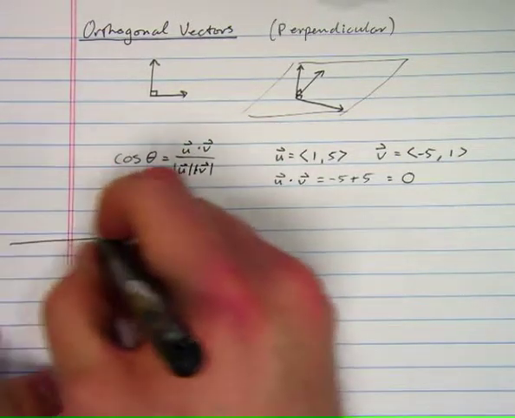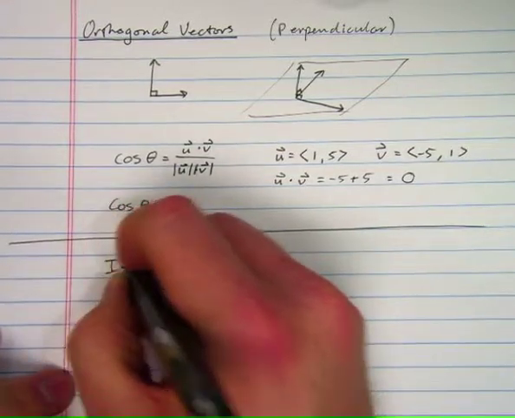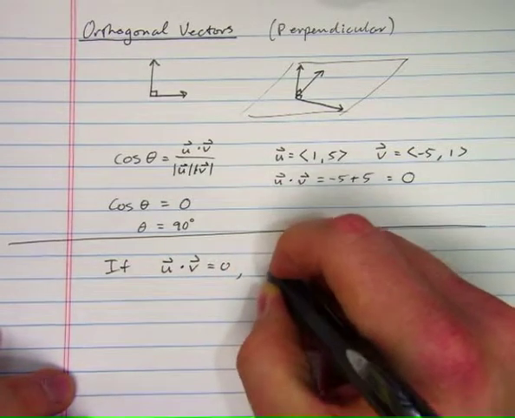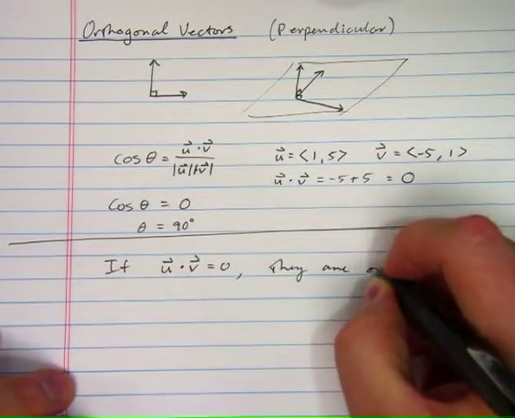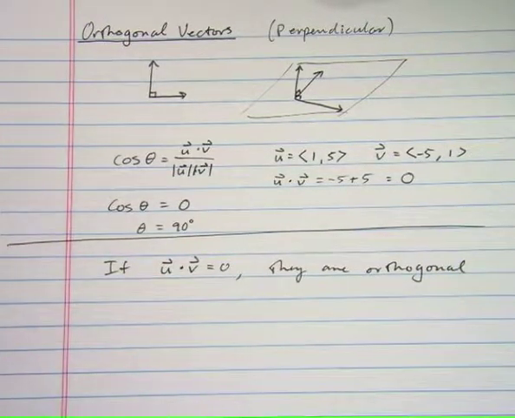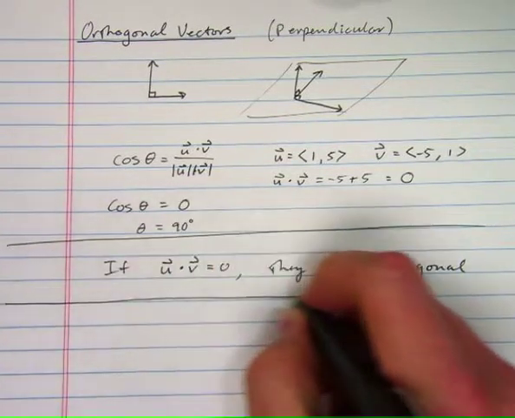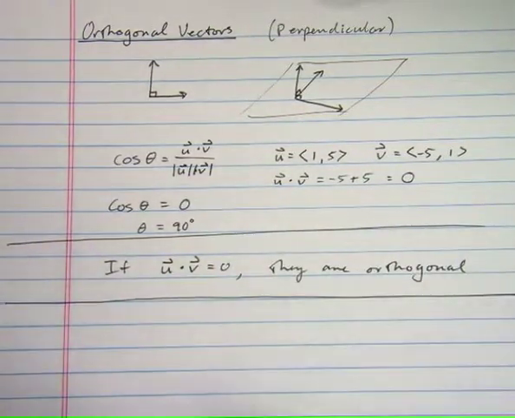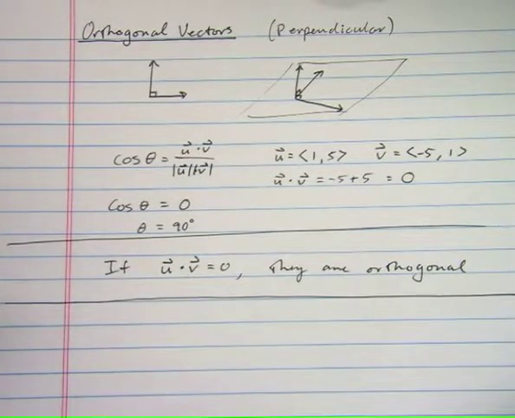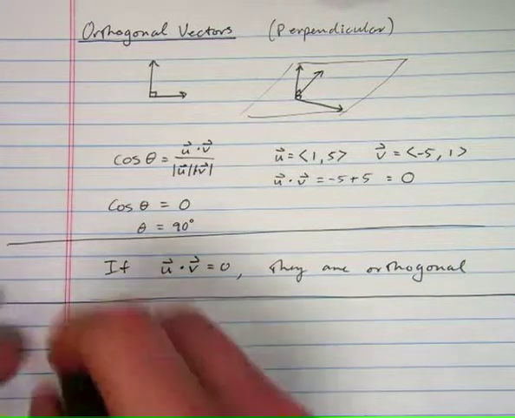So here's the fact. If u dot v equals 0, they are orthogonal. That means they're perpendicular, they're 90 degrees from each other. So, if you want to test it, all you have to do is dot product them. If the dot product is 0, you know they're perpendicular. If it's not 0, you would have to use this formula to figure out the exact angle because it's not 90 degrees. So it's just a shortcut to see if they're orthogonal.